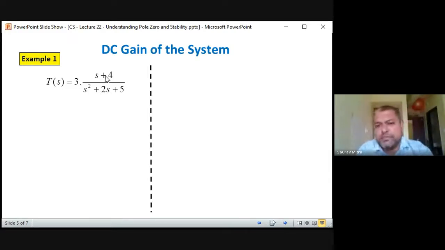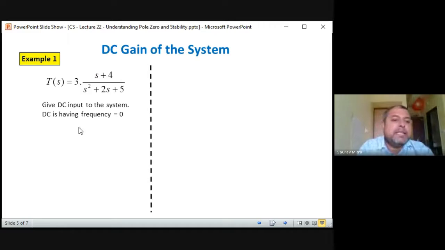The zero is also negative. So the whole transfer function is stable, because the poles and zero are all in the left hand side of the s plane, and the gain is given by 3. So the k value is 3. Now we are going to find what is meant by DC gain. DC means we have to make the frequency s equal to zero.